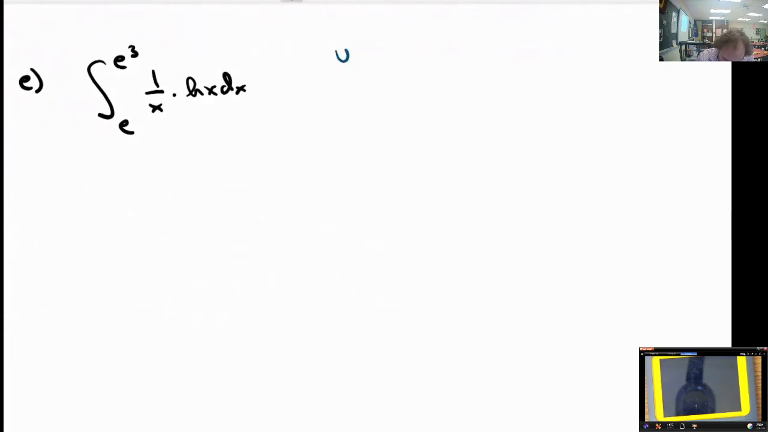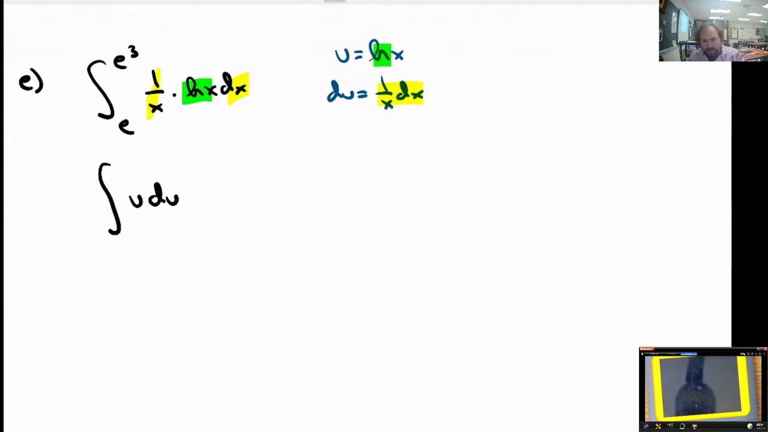And again, the u is going to be the natural log of x, because the derivative of u is 1 over x dx. So you have a really easy one-to-one substitution to do here. Everything is taken care of. So our substitution integral will be the integral of u times du. Literally could not be easier.